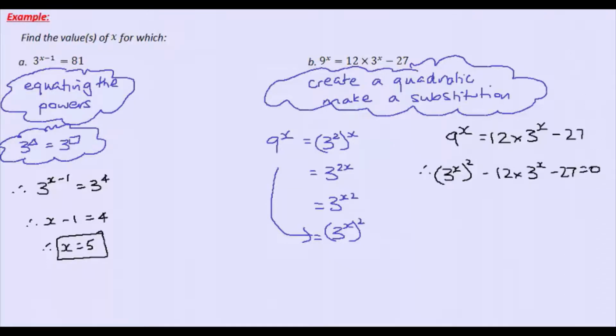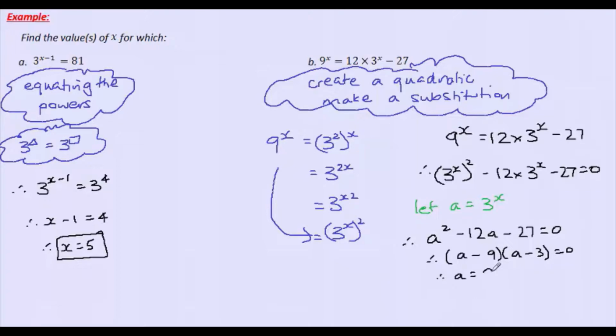Now I'm going to do my little substitution, and I'll let a equal 3 to the power of x. And as I say, you don't have to do this if you're feeling really comfortable, but it certainly helps me. And then I'm going to get a quadratic that says a squared minus 12a minus 27 equals 0. So therefore, a minus 9 and a minus 3 equals 0. And so a equals 9 or a equals 3.